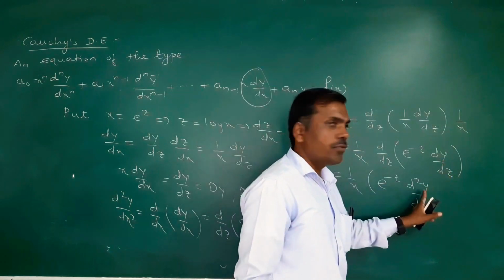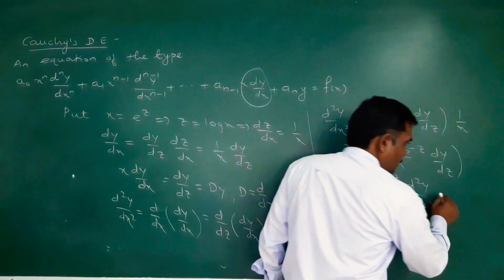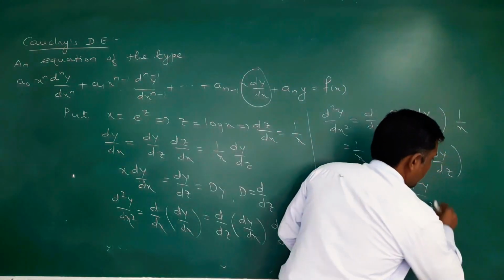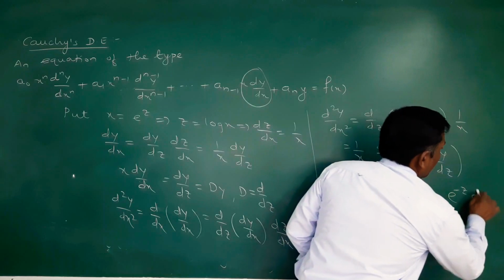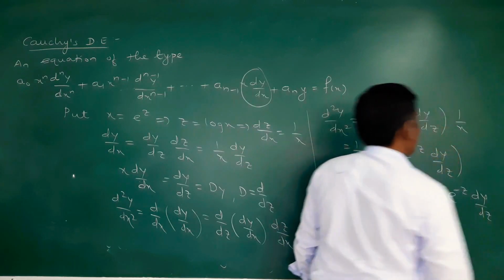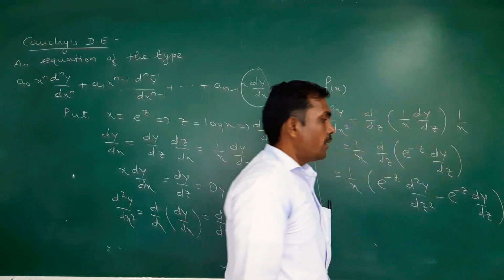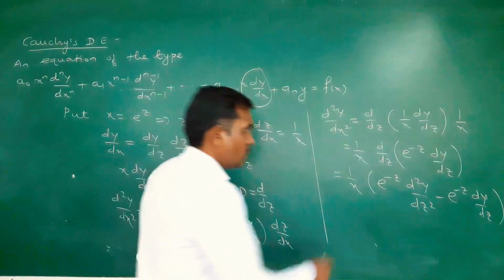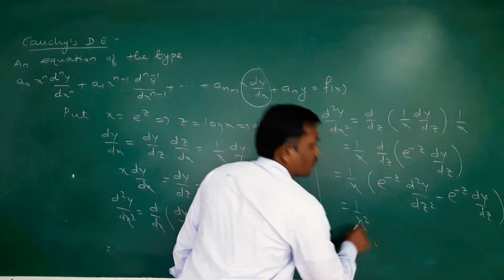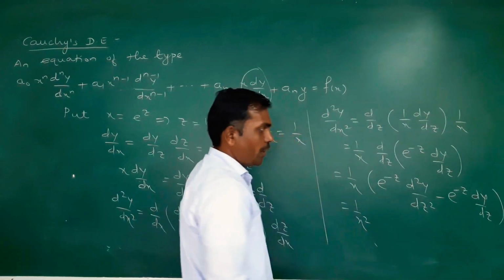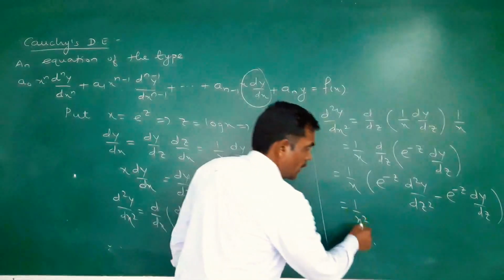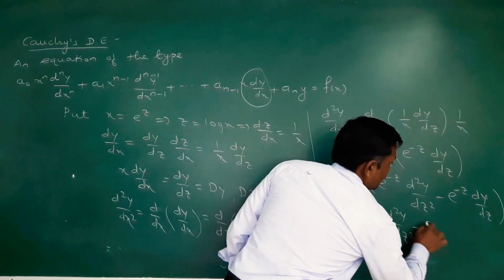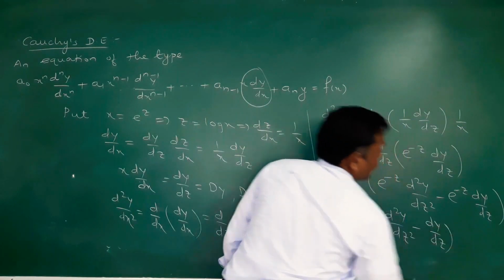Derivative of dy by dz is d2y by dz square plus, what is the derivative of e raised to minus z? Minus e raised to minus z, and dy by dz as it is. Correct? Take e raised to minus z common. What is the value of e raised to minus z? 1 upon x. So I get here 1 upon x square, e raised to minus z common. So 1 upon x square I get d2y by dz square minus dy by dz.